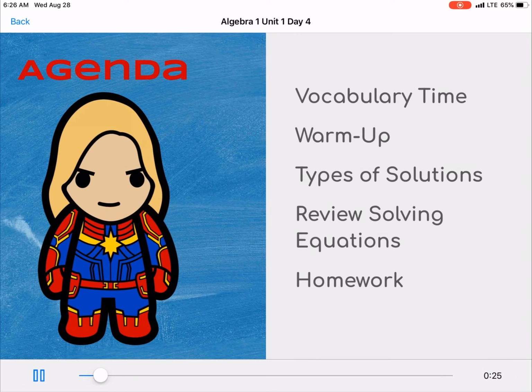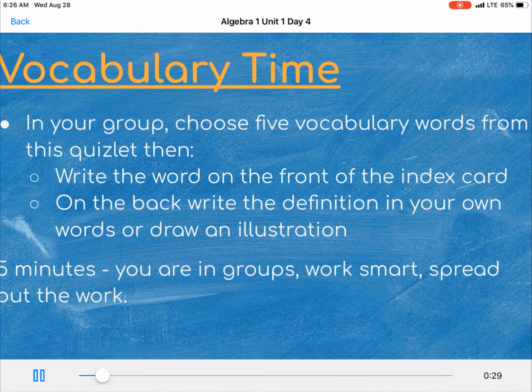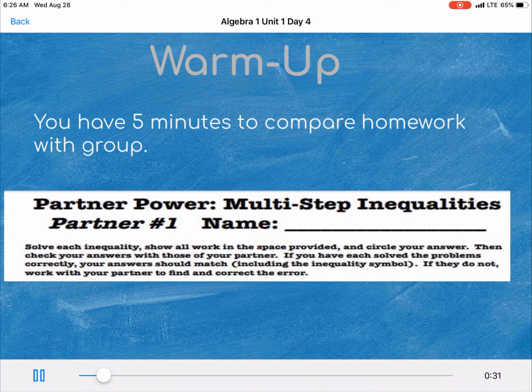Then we have the warm-up, type of solutions, review solving equations, and homework. For the warm-up, I want you to get with your partner for 5 minutes, and you have to check if you got the same answers. The answers must match, even if the questions are different. Your answers in the front and the back have to match.